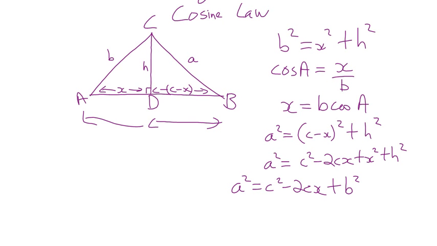So it'd be nice to get rid of that x, right? Because we want an expression that involves a, b, and c. So what can we do to get rid of the x? We can put b cosine A, right? All right, so a squared is equal to c squared minus 2 times c times b cos A. Capital A, oh, right, sorry. Capital A. It's the cosine of an angle. Plus that.